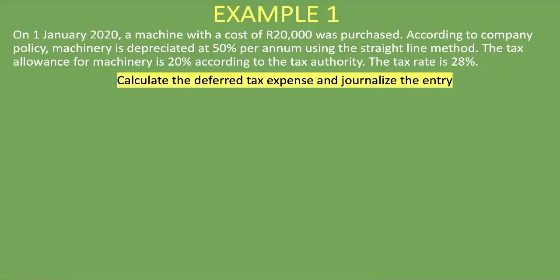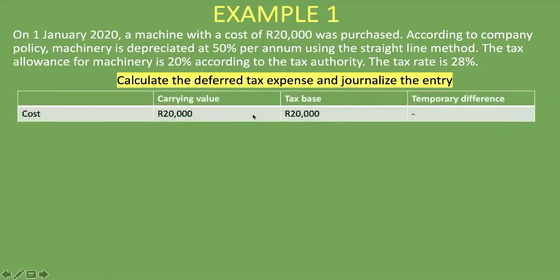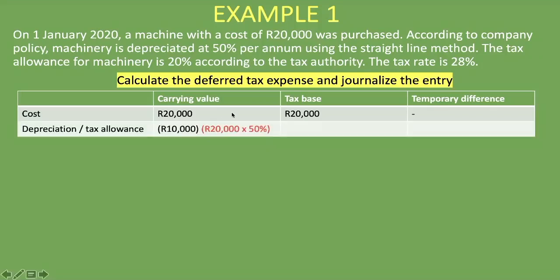Okay, I hope you have attempted the question. So let's go ahead and do it here. Well, the cost for the carrying amount and the tax base is the same, 20,000 rand. There's no temporary difference for the cost. But when we're calculating our depreciation, it's going to be 10,000 rand because according to our books, the depreciation rate is 50%. So we're going to take the 20,000 times 50% and it gives us a depreciation of 10,000 rand.